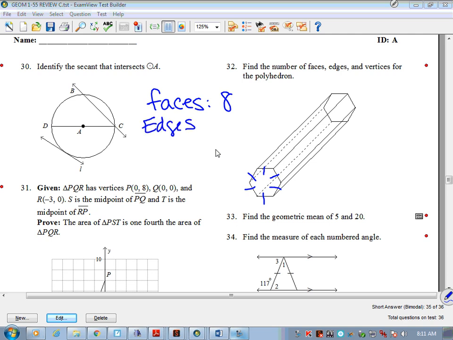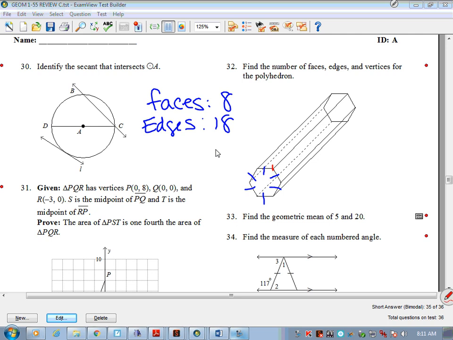Edges, which are line segments. All right, I've got 6 on each base. So that would be 6 and 6 is 12, and then I've got 6 around connecting. So it's another 6, so that's going to give me 18. 6 times 3 is 18. And then vertices. So these are points.